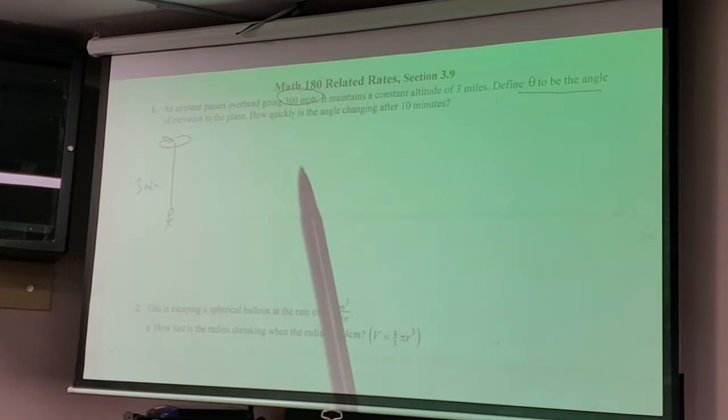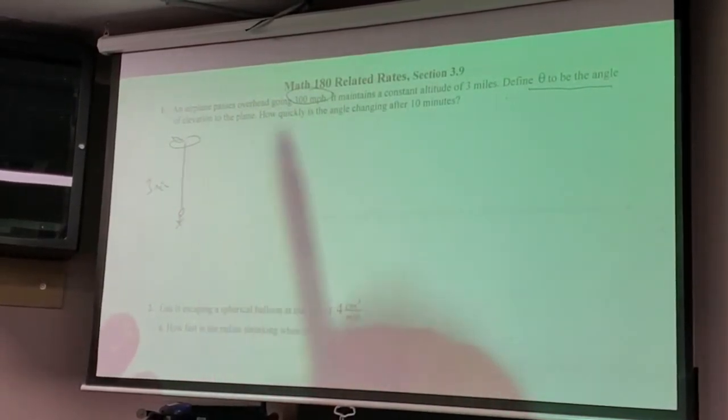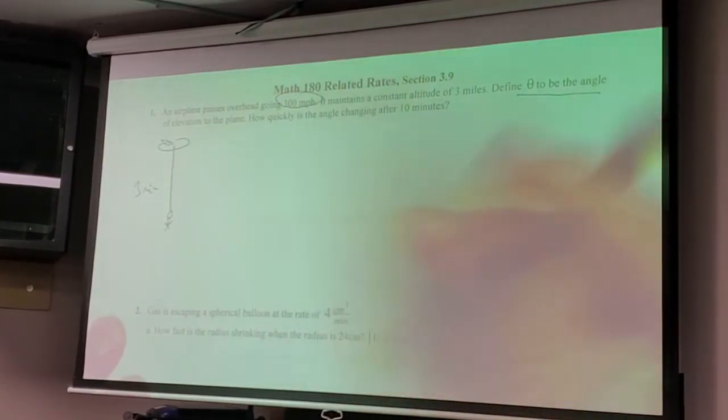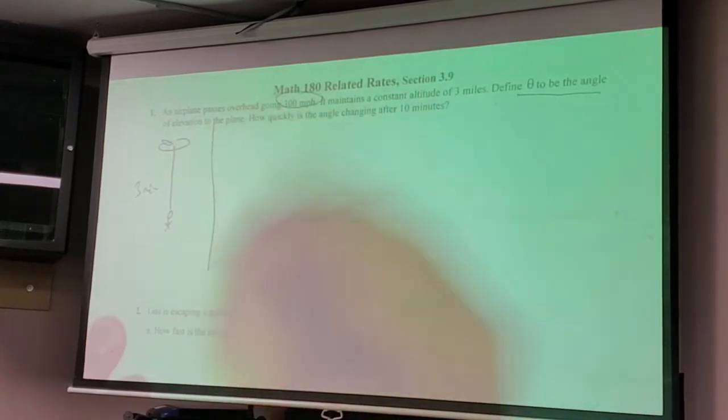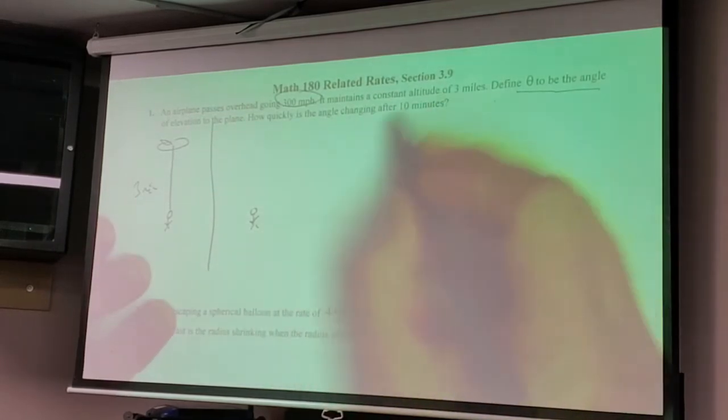At the moment, it would be 90 degrees. But that's not the snapshot I'm curious about, is it? What snapshot am I curious about? After 10 minutes later, right? Okay, stay with me. So it goes overhead. It's going 300 miles an hour. It maintains a constant altitude of 3 miles, right? 10 minutes later, where is it? Somewhere over here.